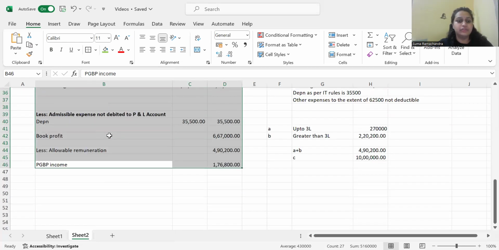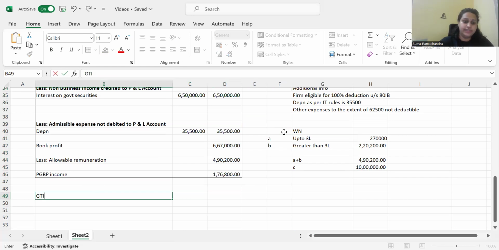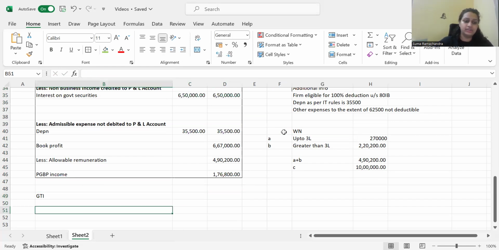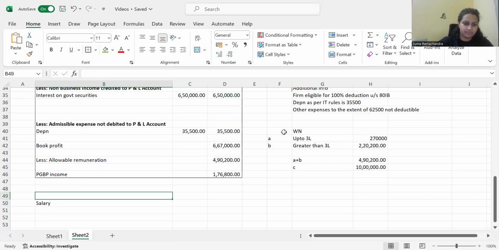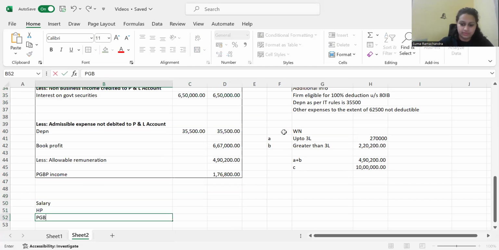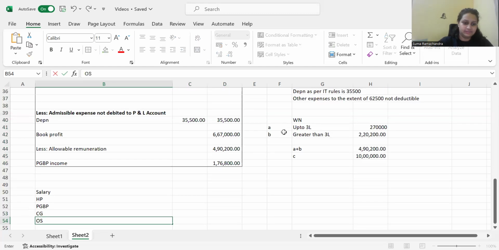After this, whatever you're going to do, you'll be doing in working note. This also will be forming part of your working note. Once this is done, I'll have to calculate gross total income, GTI. How do I calculate my GTI? GTI calculation is going to be salary, house property, PGBP, then capital gain, then other sources.